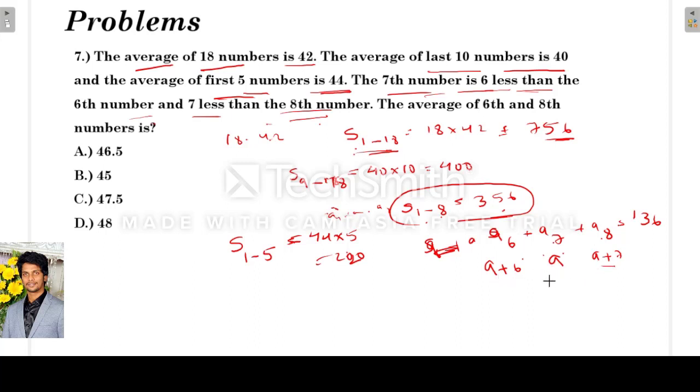So what will be the sum here? 3A plus 13 is equal to 136. So 3A is equal to 123. So A is 41.